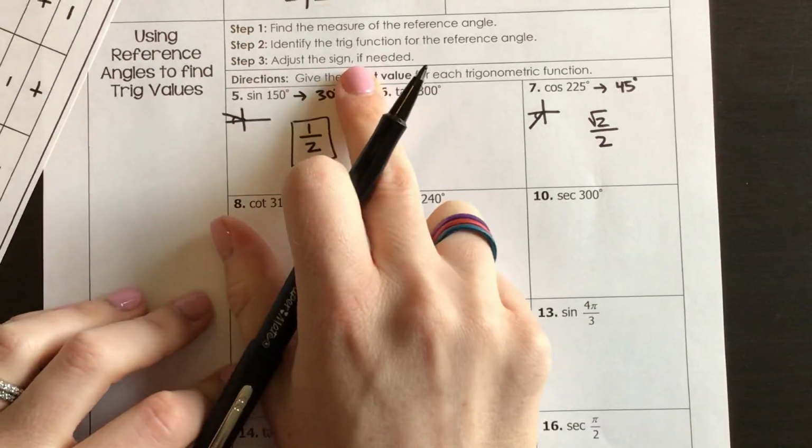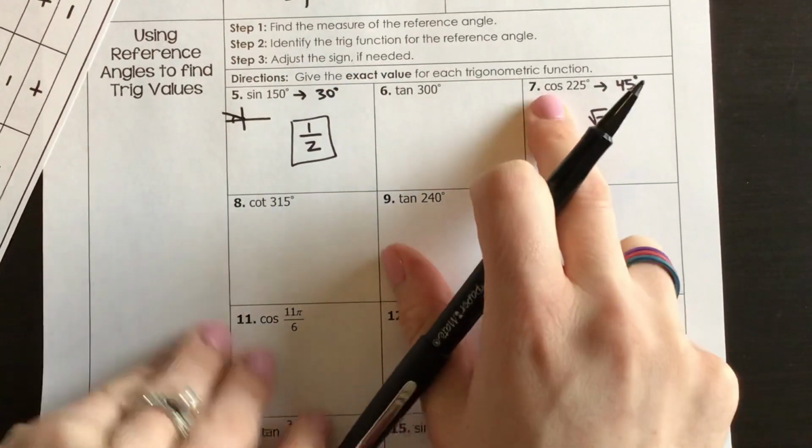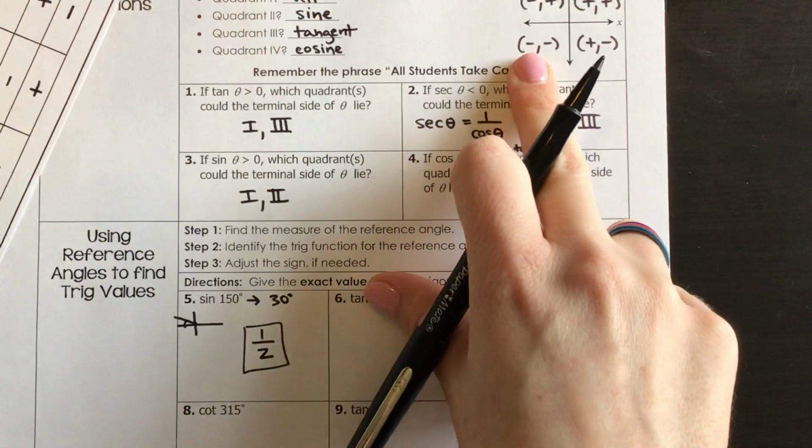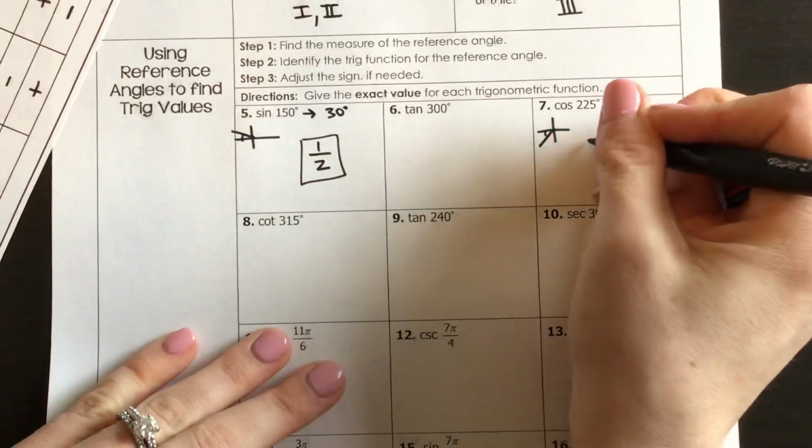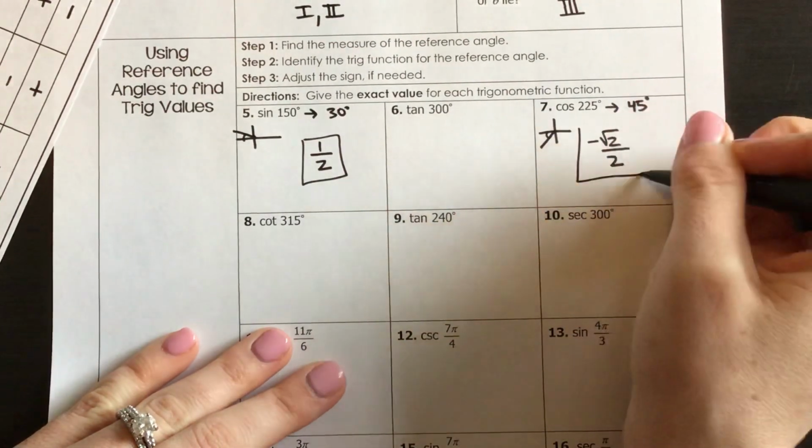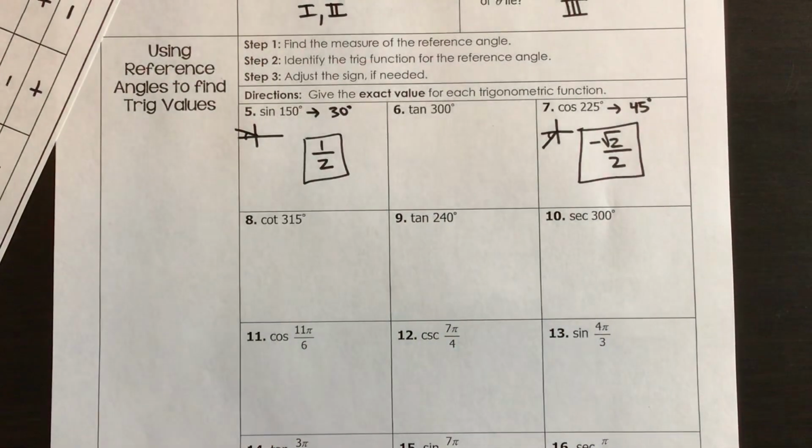In step 3, adjust the sign if needed. We are in the third quadrant. We're dealing with cosine. In the third quadrant, cosine is negative, which means the cosine of 225 degrees is negative root 2 over 2.